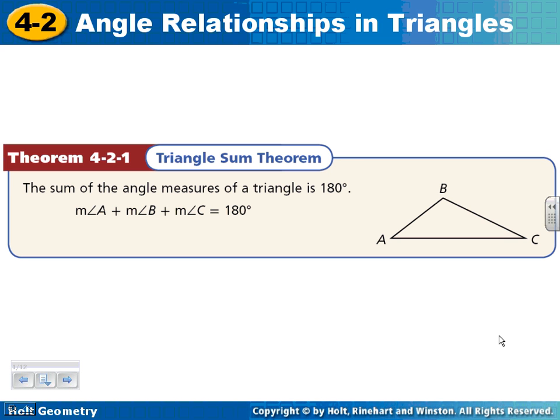First theorem here, 4.2.1, the Triangle Sum Theorem. The sum of the angle measures of a triangle is 180 degrees. In other words, if you were to take these three angles, angle A, angle B, and angle C, they would always add up to 180. You need to know that and memorize that.